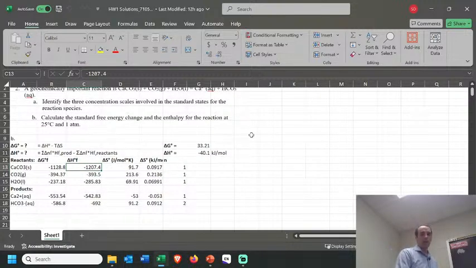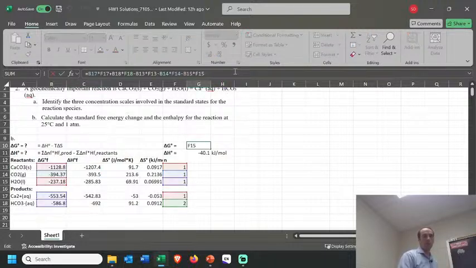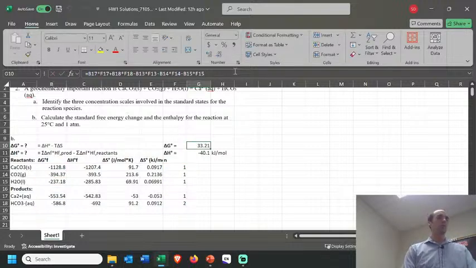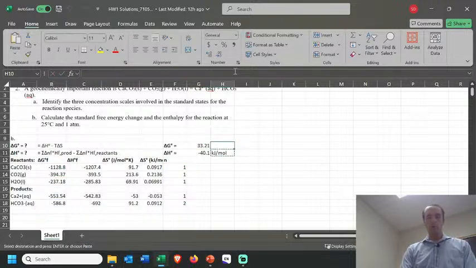Okay, so then I set up the equation for delta G, where I was taking the products minus the reactants, right? Summing them, the right side of the equation summed, multiplied by each of their coefficients, minus the left side of the equation gets us a value of 33.2 kilojoules per mole.